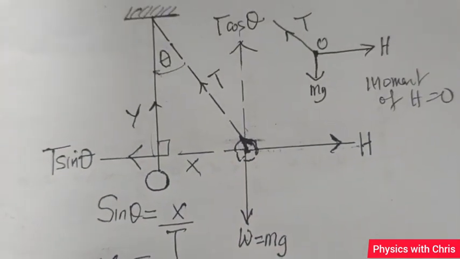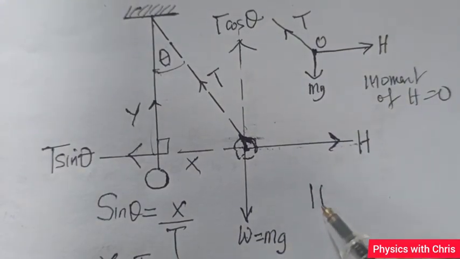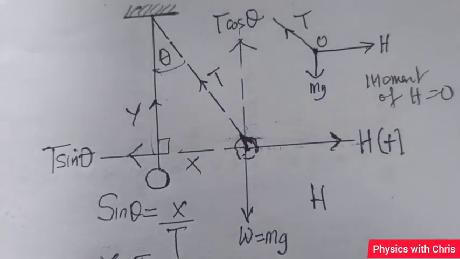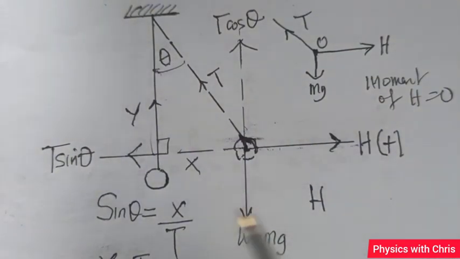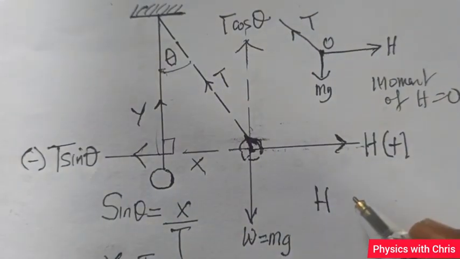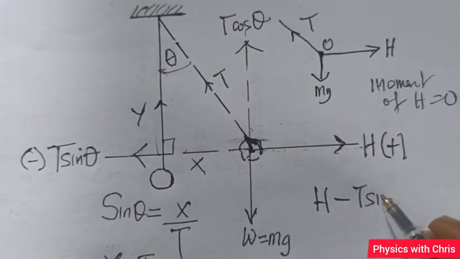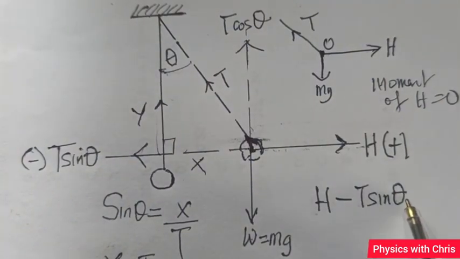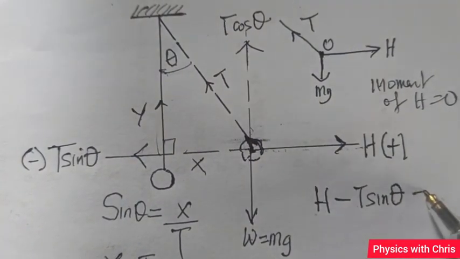That means for force H, I can decide to give this positive. Any force acting to the right along the positive x-axis, call that positive. This acting along the negative x direction, I can give that negative. So the sum of these two forces, H plus minus T sine theta, or simply H minus T sine theta, must give us 0.